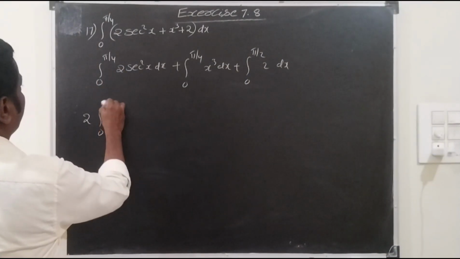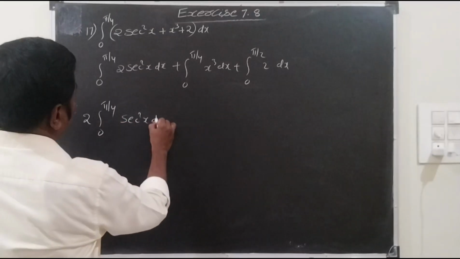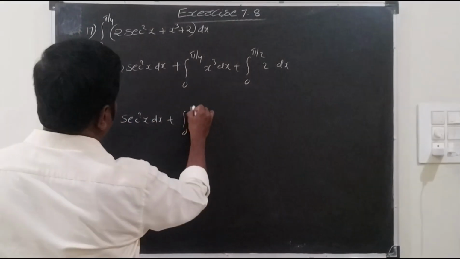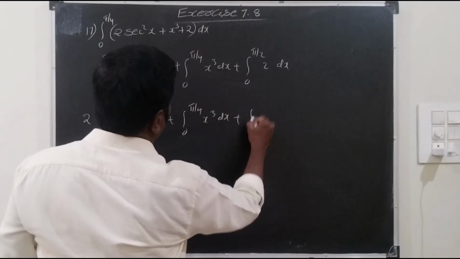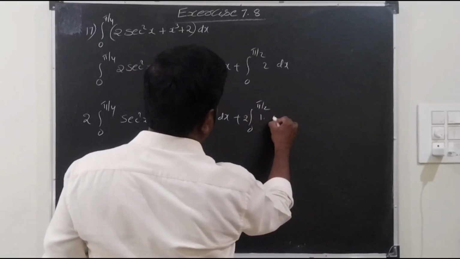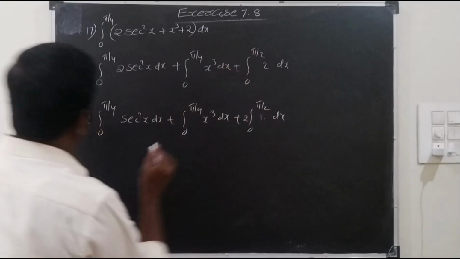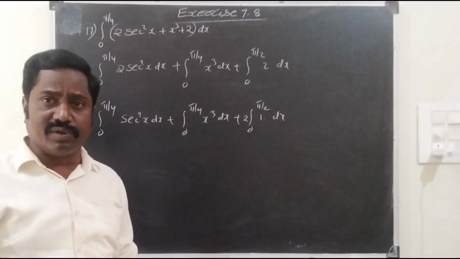Integral from 0 to pi by 4 of secant square x dx, 0 to pi by 4 of x cube dx, 0 to pi by 4 of 2 dx. 2 I will keep outside. Then 1 into dx, 2 into 1, 2. 2 constant, keep it. Secant square x. We have a direct integral for secant square x.